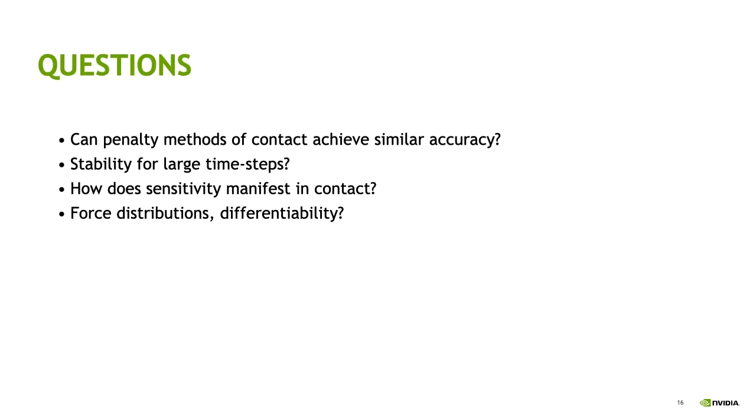The questions we want to answer are, can these penalty methods of contact achieve a similar accuracy to our tried and tested dual methods? Are they stable for large time steps? How do the sensitivity problems that we identified in the first half manifest when we're talking about contact? And then there are some secondary issues like what is the effect on things like force distributions and differentiability.